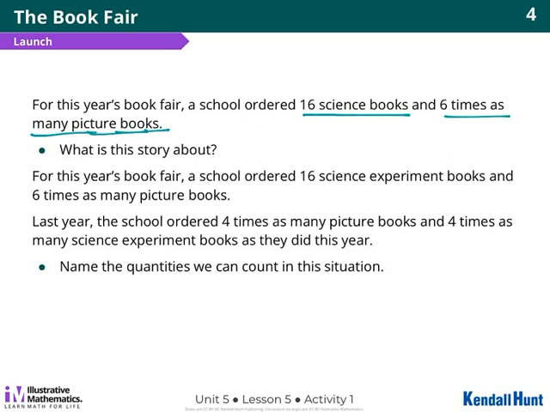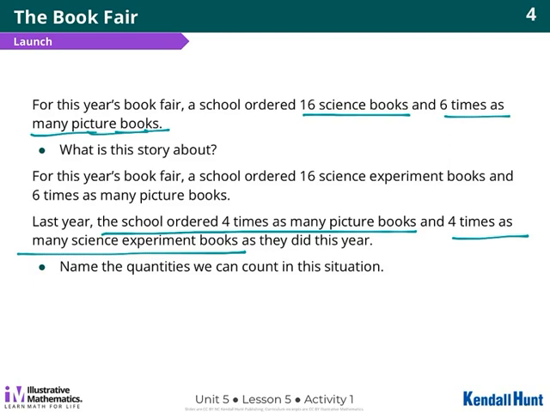Do you know, Maya? Okay, somebody help these girls out. Delaney, what is this story about? It's like that this school is having a book fair, and it's like they're ordering books. That's literally it. It's about a book fair. Okay? That's it. So for this year's book fair, a school ordered 16 science experiment books and 6 times as many picture books. Last year, the school ordered 4 times as many picture books and 4 times as many science books as they did this year.